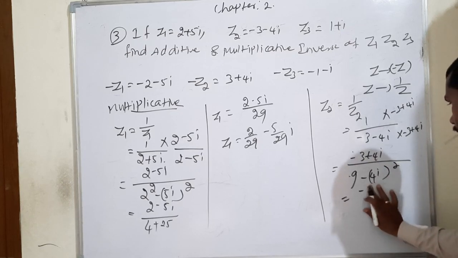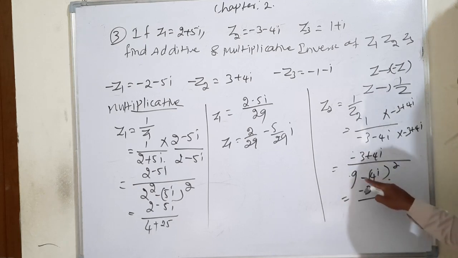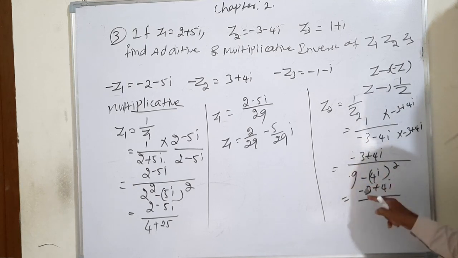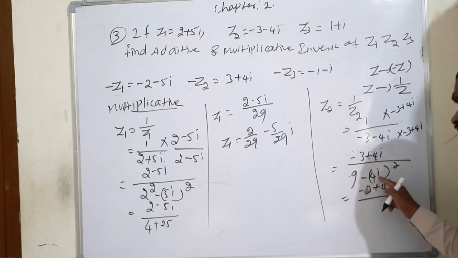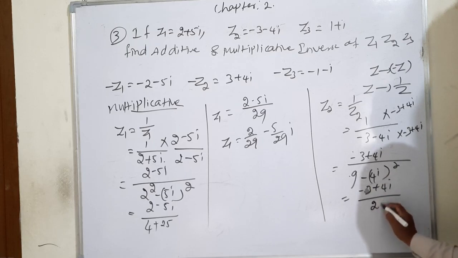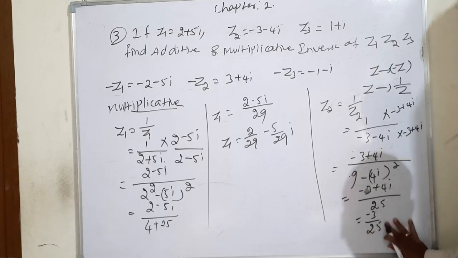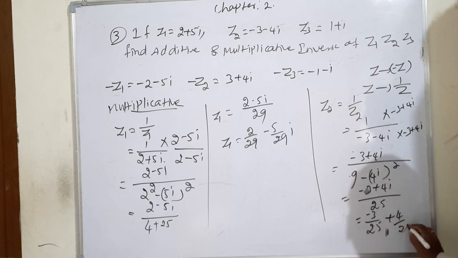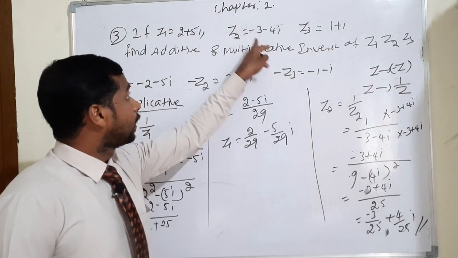Again minus 3 plus 4i divided by, look there, 9 as it is, and 4 square means 16, but i square means minus 1, we have a common minus, so 16 positive will come because minus into minus is plus. So 9 plus 16 is equal to 25, therefore the answer will be minus 3 by 25 plus 4 by 25i. This is the second multiplicative inverse.